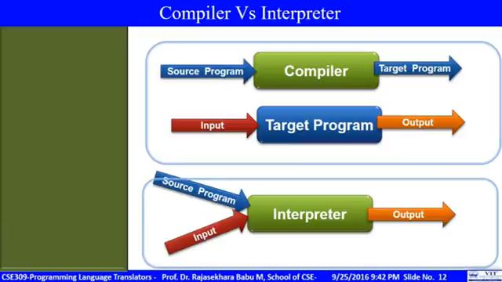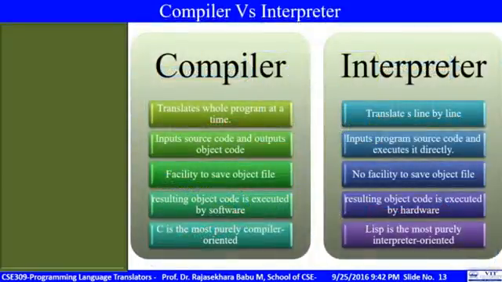If you have written even an error-free program, we need to compile and execute again and again with this interpreter. That is a major difference between the compiler and interpreter. Let us see the basic differences between the compiler and interpreter. The compiler translates the whole program at a time, whereas the interpreter translates line by line.